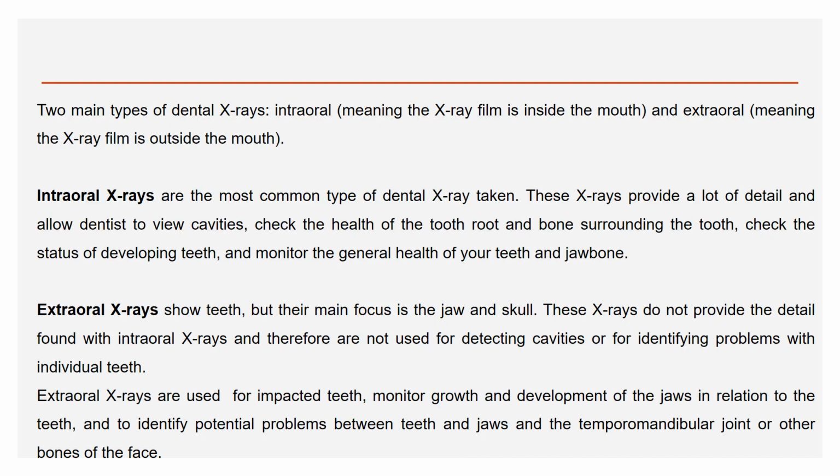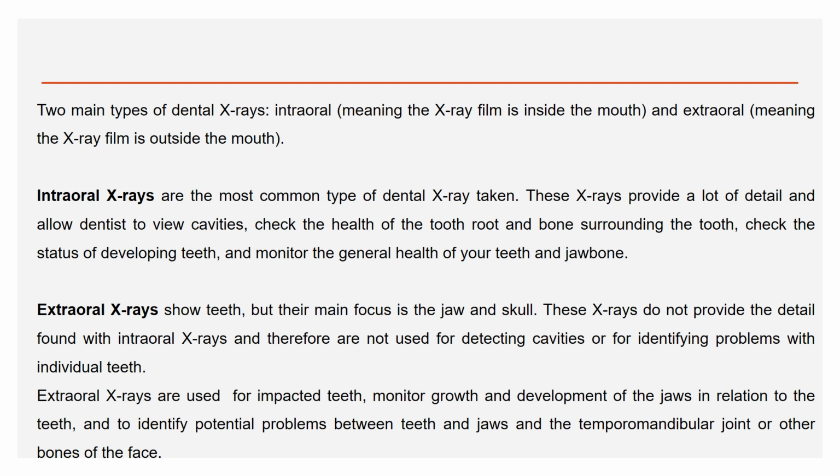So the two main types of dental X-rays used are intraoral and extraoral. Intraoral meaning the X-ray film is used inside the mouth, and extraoral is used outside the mouth. The intraoral radiographs are the most common type of dental X-ray taken. These X-rays provide a lot of detail and allow dentists to view cavities, check the health of the tooth root and bones surrounding the tooth, check the status of developing teeth, and monitor the general health of your teeth and jawbone.